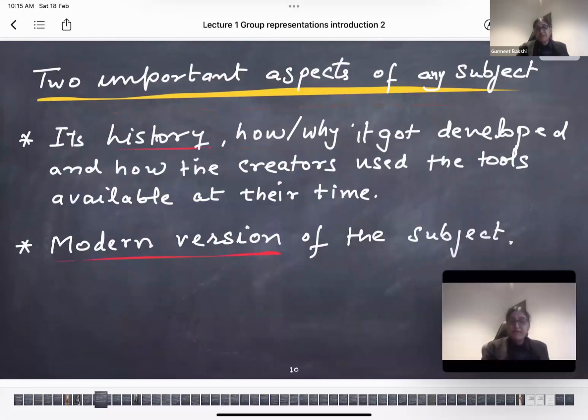So every subject has two important aspects. One is its history, why the subject got developed, and how the creators used the tools available at that time. And the other is, of course, the modern version of the subject, how it is at the present time, how things have got refined over time.